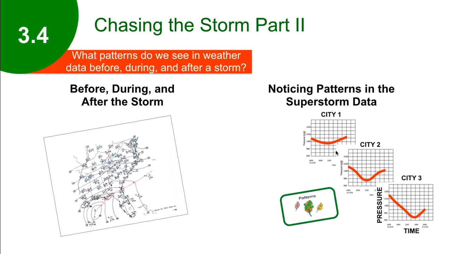What patterns do you notice? What's similar about those 3 curves? And how do they differ? And what does that tell us about the way weather works?